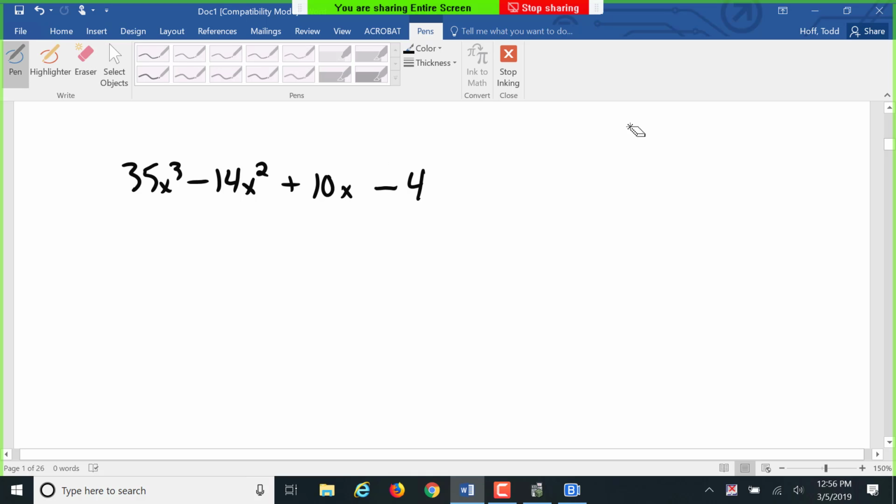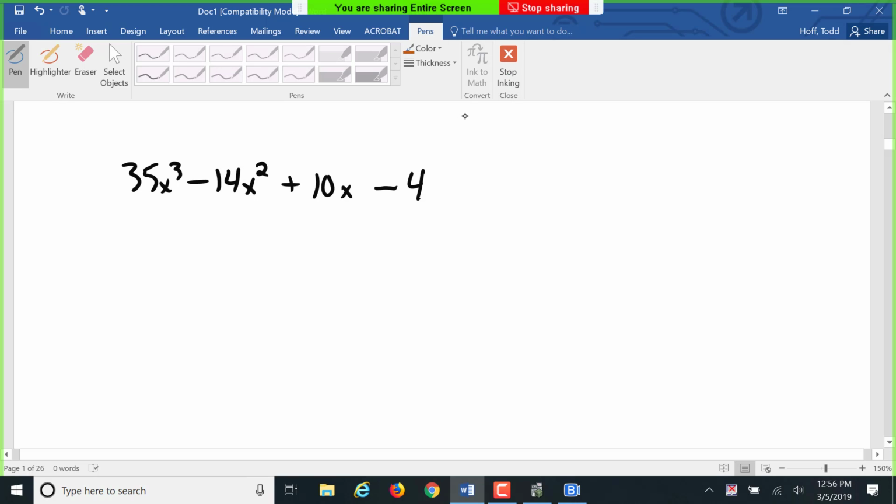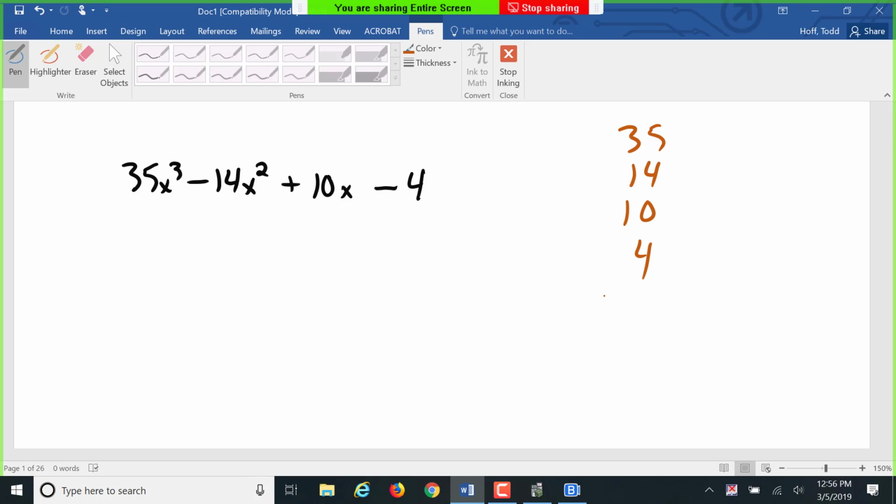Something like this. There are 4 terms here. Is there a greatest common factor that can come out of this? Well, I get 35, 14, 10, and 4. Is there any number that divides into all of those, all 4 of those?